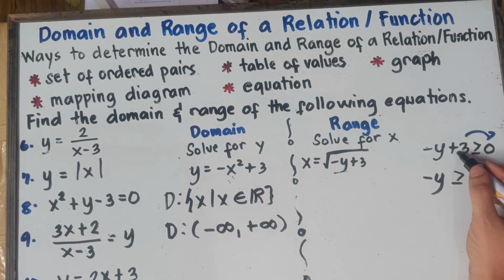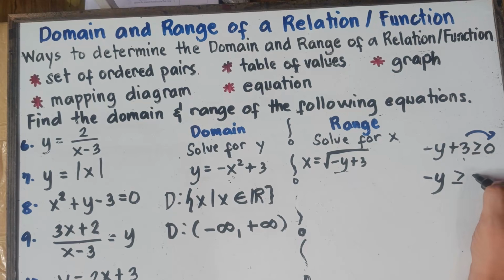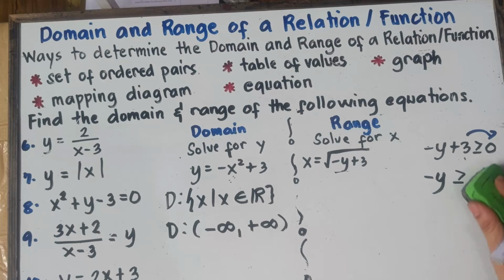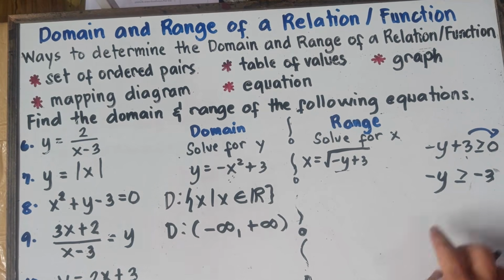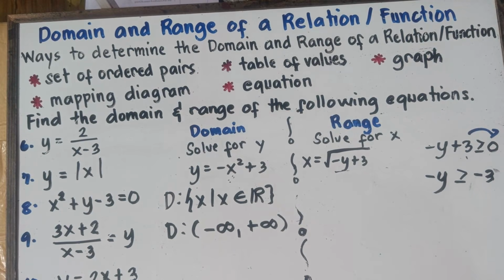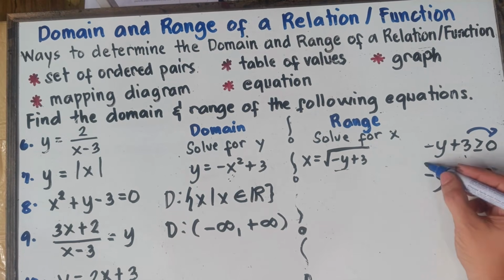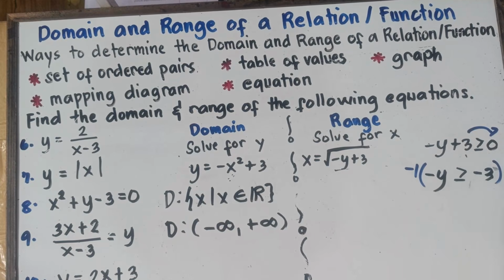Once again, we transpose this one. This is positive 3. It will become negative 3. So 0, of course, we have 0 right here, right? 0 minus 3, that would be negative 3. Now, since we have negative y, therefore, we need to multiply both sides by negative 1. You can divide both sides by negative 1 or we can multiply both sides by negative 1.